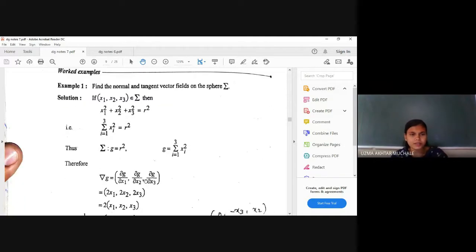In the next lecture, we will solve an example based on how to find a normal and tangent vector field on the surface.